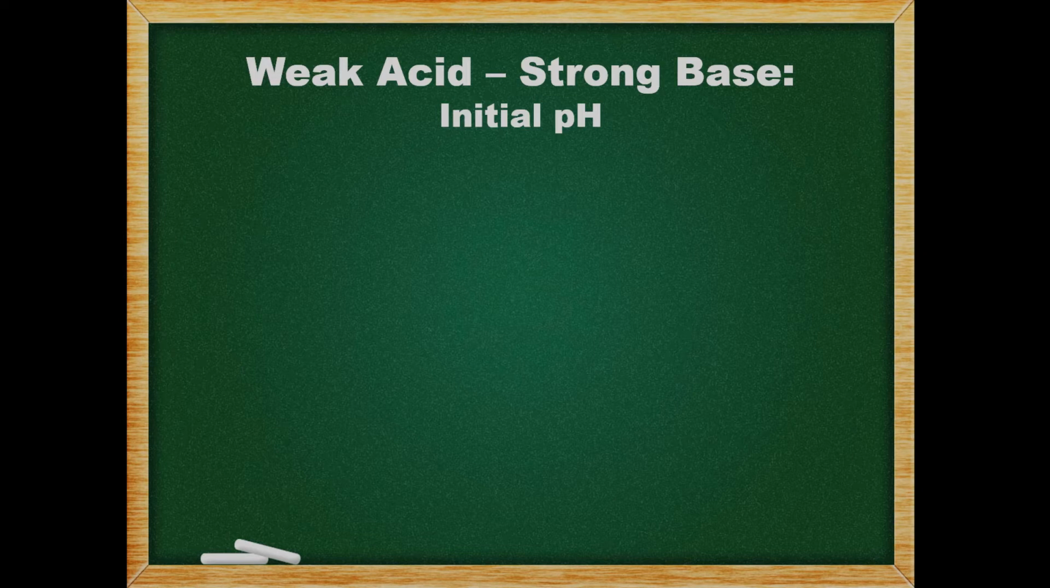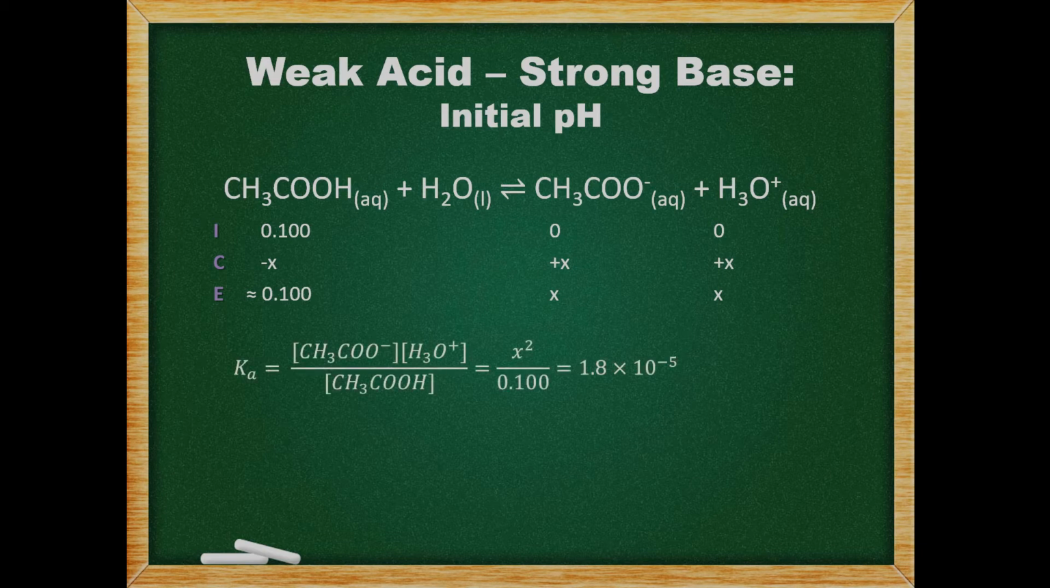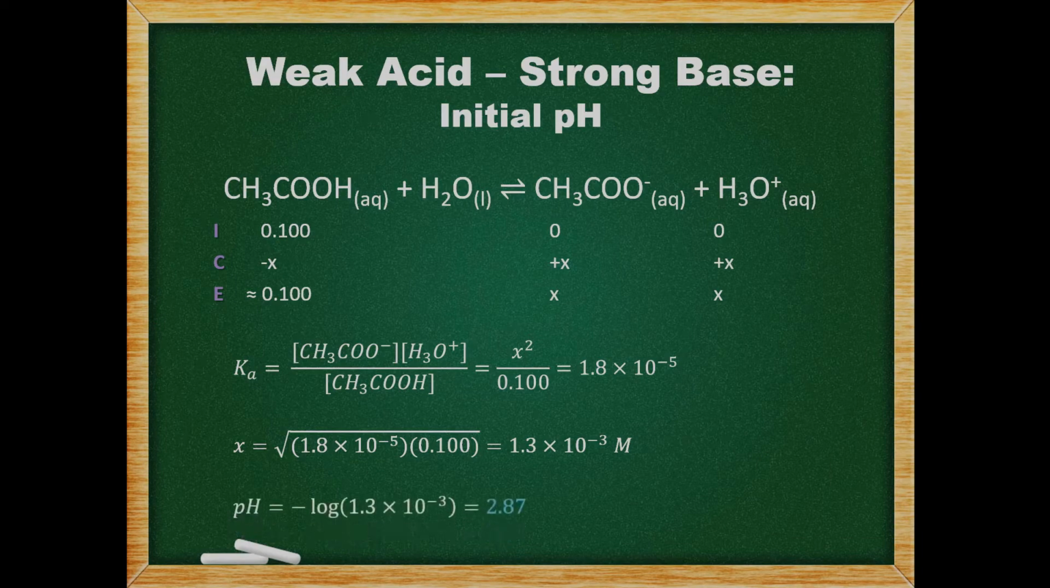However, calculating the initial pH is a little more complicated this time. Because we are dealing with a weak acid, we need to create an ICE box where X is the concentration of hydronium. The minimal ionization, which is less than 5%, of the acetic acid allows us to assume its initial and equilibrium concentrations are the same. We plug these values into our Ka expression and solve for X. We then take the negative logarithm of this concentration to get the pH.